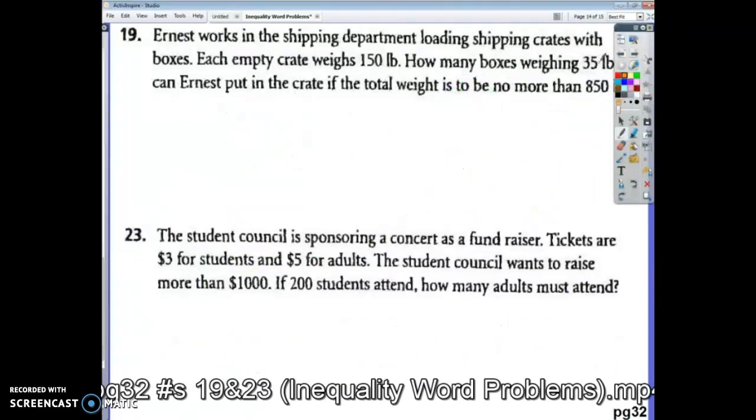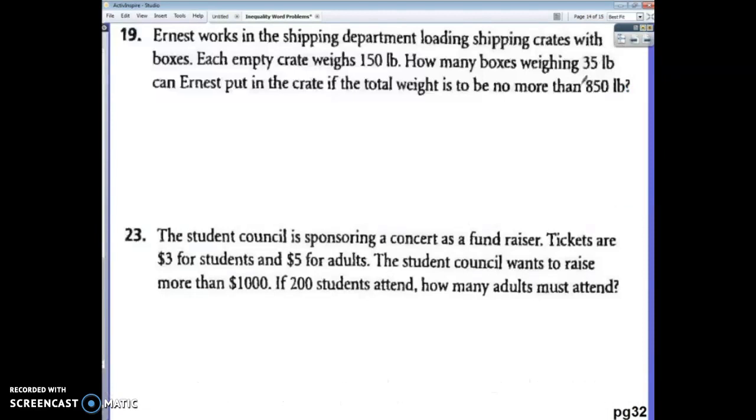All right, last couple of problems. We're on page 32, and before we go there, I have Tiger's favorite color of orange. Ernest works in the shipping department, loading shipping crates with boxes. Each empty crate weighs 150 pounds. How many boxes weighing 35 pounds can Ernest put in the crate if the total, that's a good word, means we're going to add something, weight is to be no more than 850. So it can be 850, but it should be less than that.